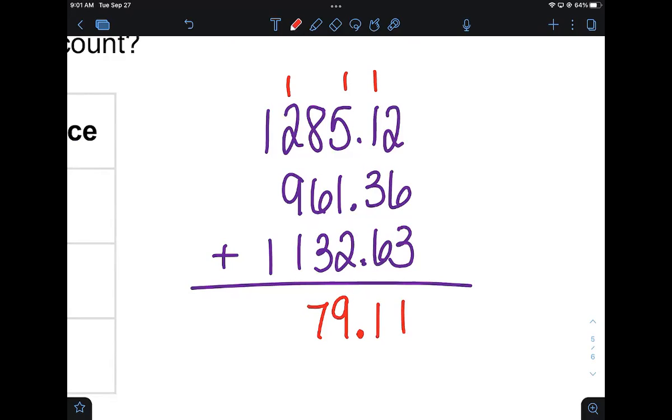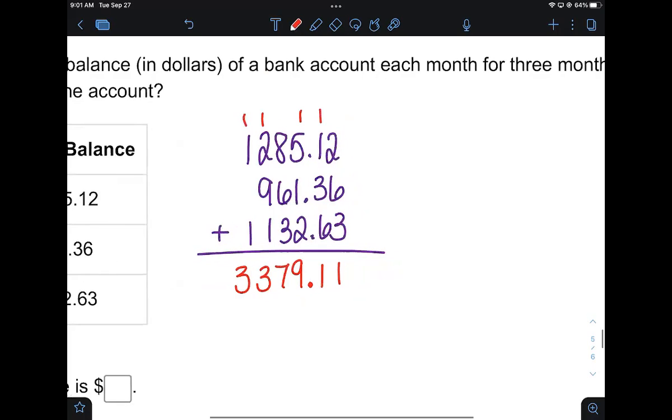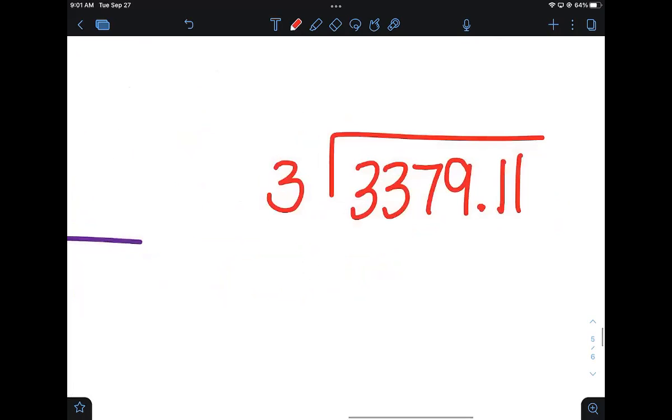What's 1 plus 2 plus 9 plus 1? 13. And what's 1 plus 1 plus 1? 3. Okay, so that's what the total of all 3 months was, but we have to divide that by 3. So 3,379.11 divided by 3. When we're working with decimals, which number is not allowed to be a decimal?